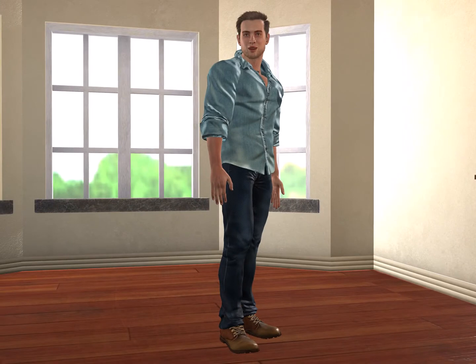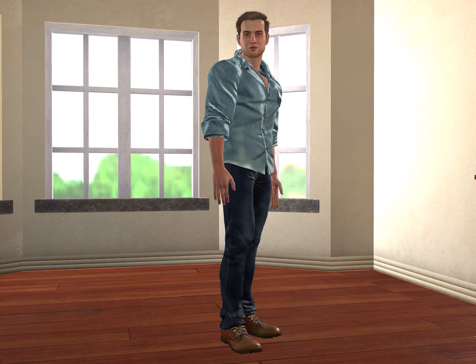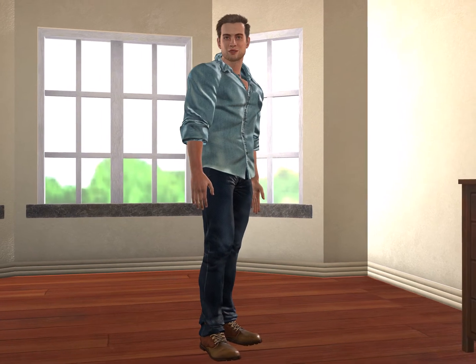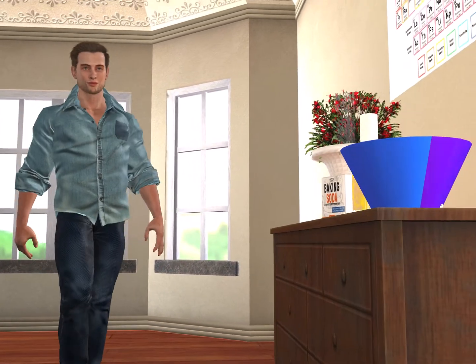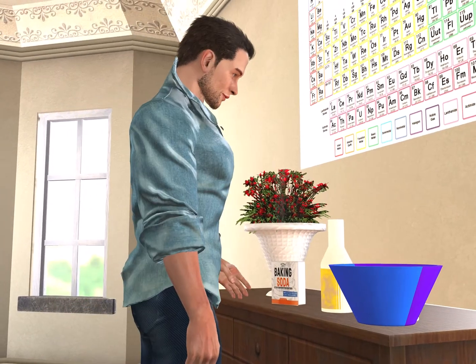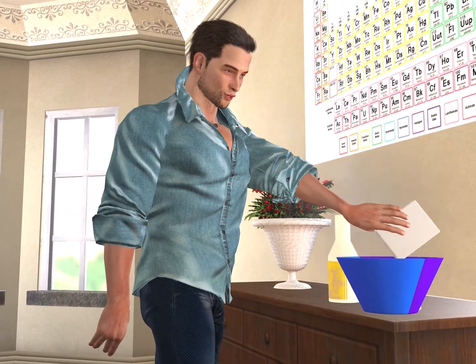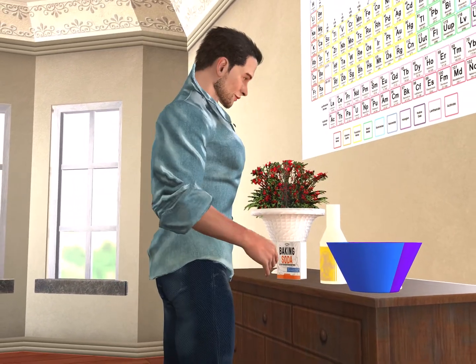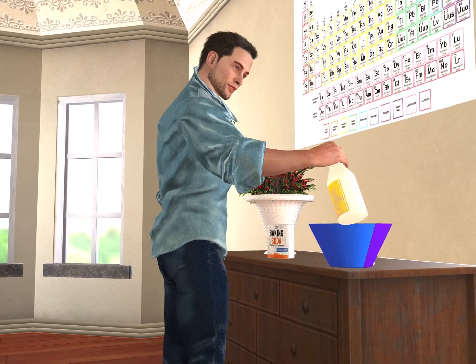So, now that we know which 4 elements are involved in the reaction between baking soda and vinegar, let's have some fun by making the reaction happen. Let's start with some baking soda. Now, let's add some vinegar.